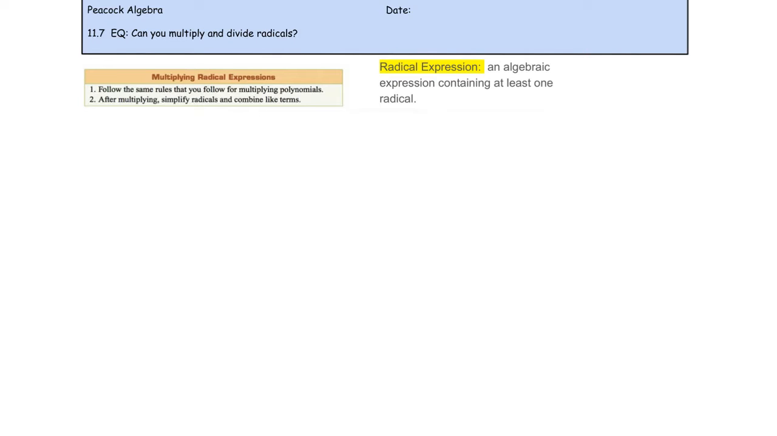Hey friends, today we're going to talk about 11:7. Can you multiply and divide radicals? Hang in there with me. We're going to do 11:7 and 11:8, and then you're going to have a chapter test on Friday.